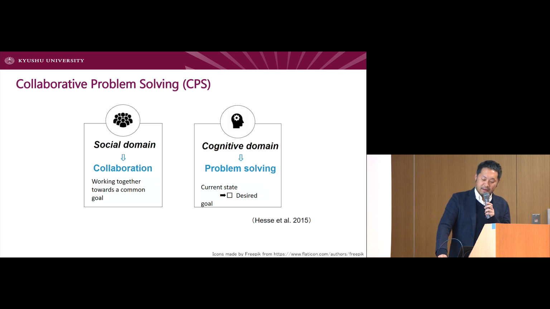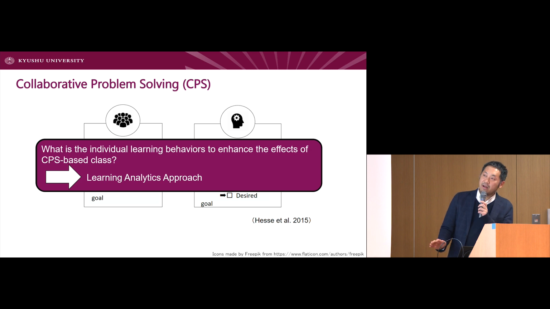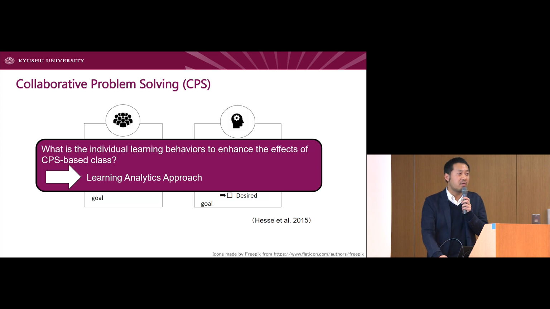Collaborative problem-solving class is one of the popular instruction styles around the world, along with the spread of active learning and 21st century skills. CPS consists of two domains. One is the social domain that enhances collaboration coherence, and the other is the cognitive domain, which is information processing in individual and collaborative learning situations. We set one research question and try to find research findings from the LA approach in order to store evidence for instruction design with the LA platform.